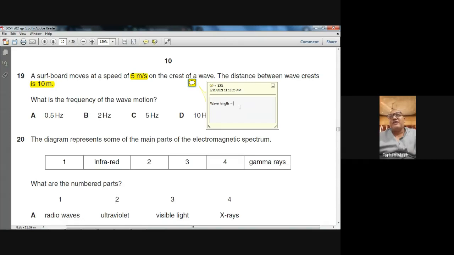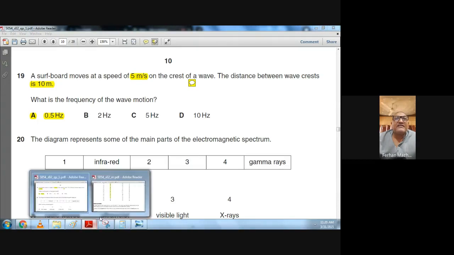The wavelength is equal to 10 meters. The velocity of the object is 5 meters per second, and they want you to find the frequency. Frequency is the question mark. Frequency will be equal to velocity divided by the wavelength, that is 10. So 5 divided by 10 is 0.5 hertz. So I think A is the answer. Question number 19, I think A is the answer.